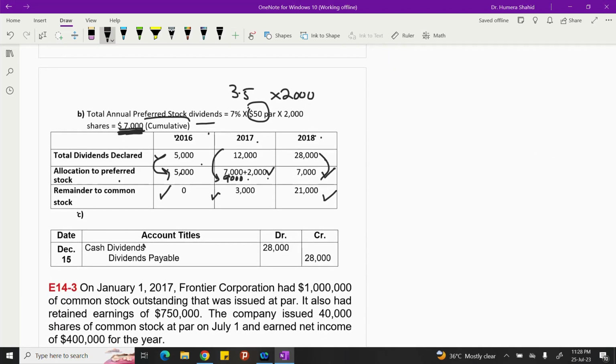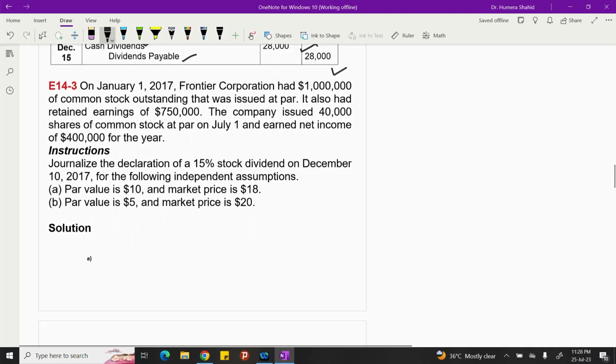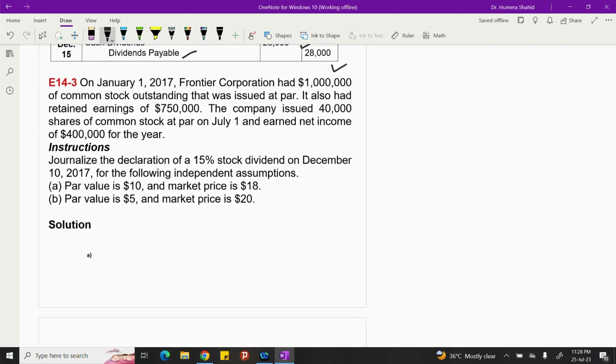So cash dividend gets debit, dividend payable gets credit, 28,000, 28,000. Let's move on towards the next question, which is exercise number 14-3.